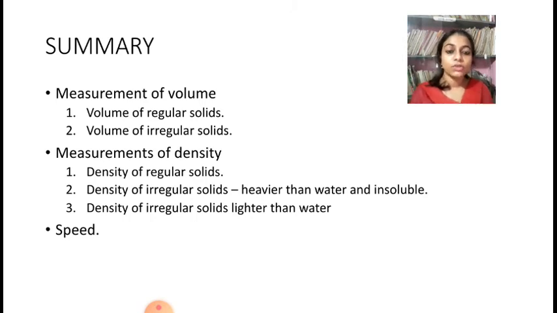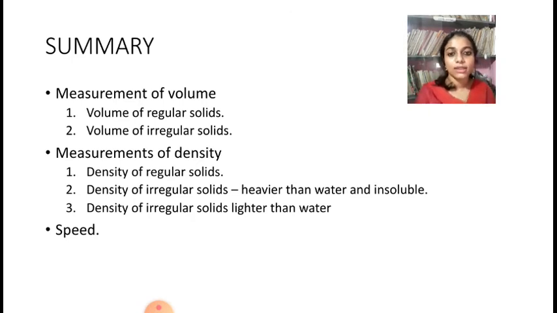Two methods we have studied: density of an irregular solid which is heavier than water and insoluble in water, and density of an irregular solid which is lighter than water, as in the case of a cork, which will always float on water and will not give the volume change. So we use one stone, tie it to the cork, and immerse it in the water. We have discussed everything in the previous videos also, isn't it? So these are the things that we have discussed.